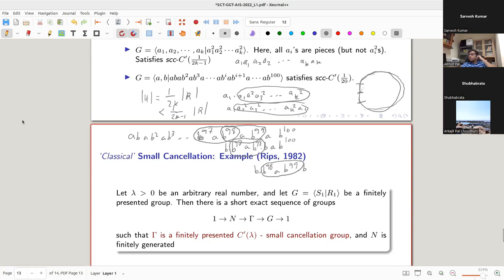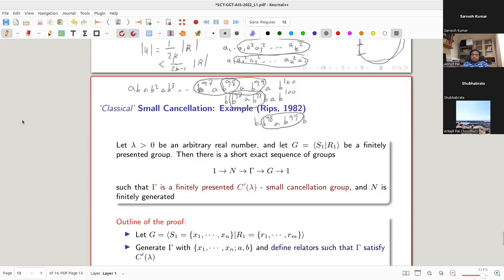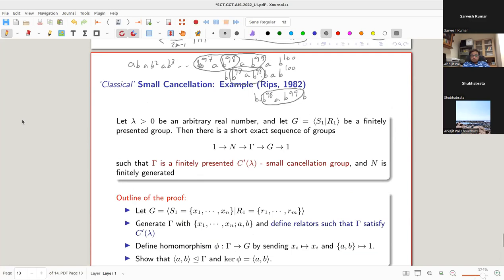So these are a few preliminary examples that we have discussed. Now I will briefly state this result and its proof, and this is a very important result in the entire geometric group theory. This is one of the most famous small cancellation constructions that we have. What it says is that suppose lambda is a scalar greater than 0, G is a finitely presented group with this presentation.